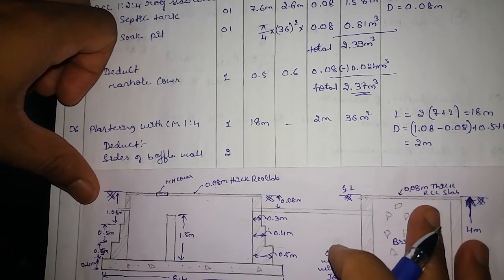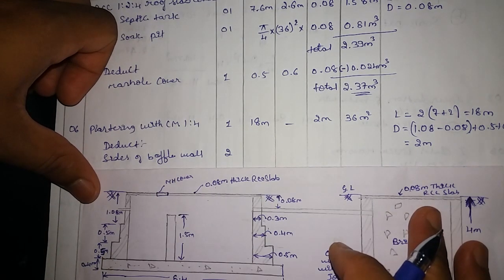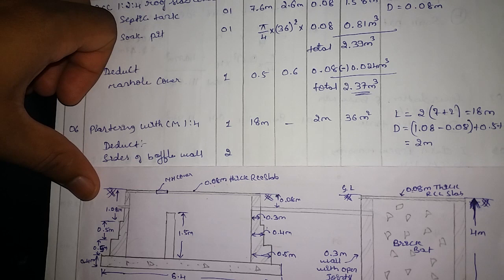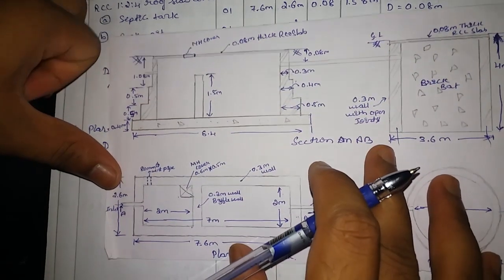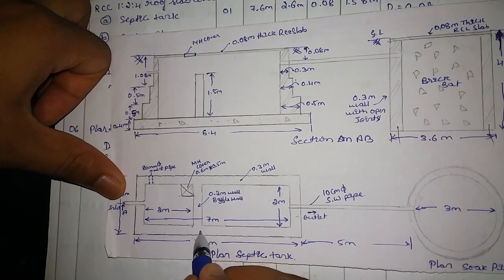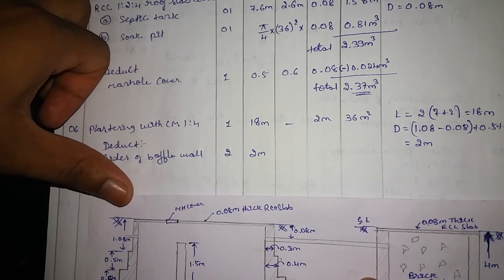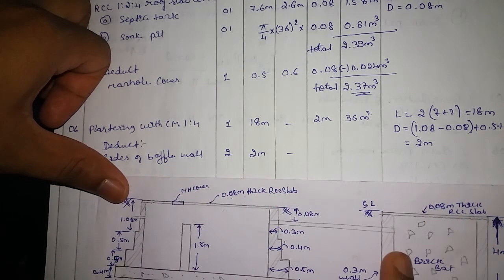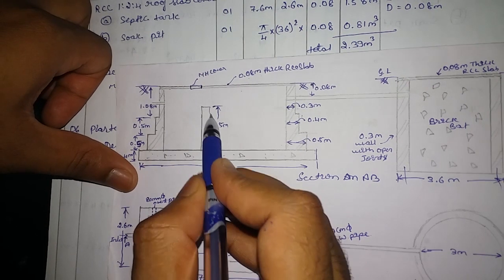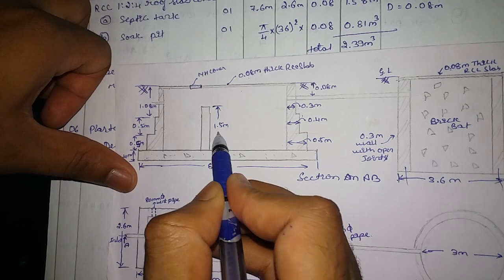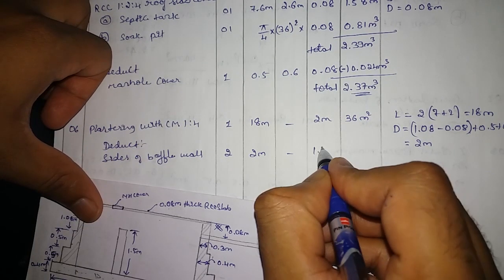Now what is its length? How will you find out its length? Length is, as usual, nothing but this distance. So length is 2 meter. So I'm taking it directly 2 meter. Now what is its breadth? There will be no breadth. So now we need to find out the depth. You can see here this baffle wall depth is given as 1.5. So I'm directly substituting 1.5.